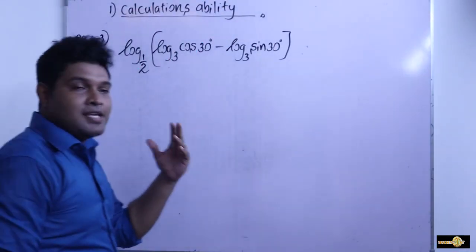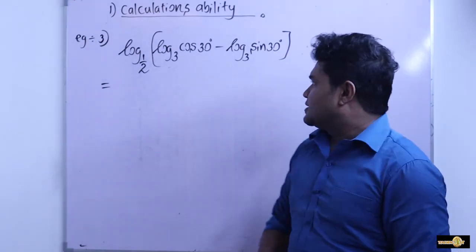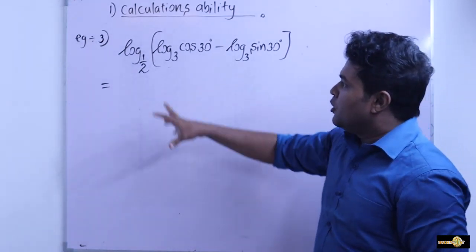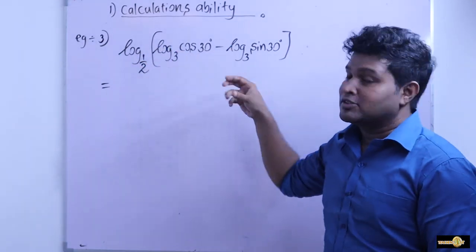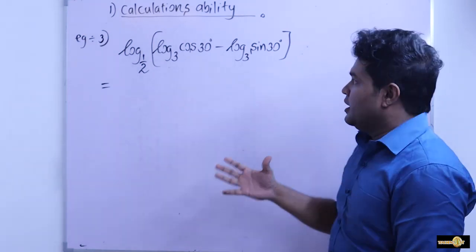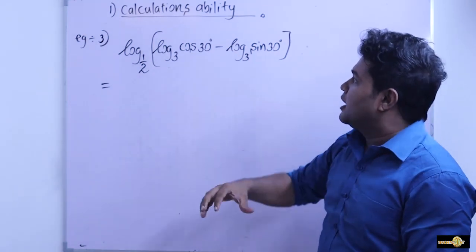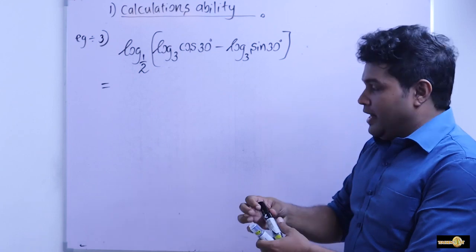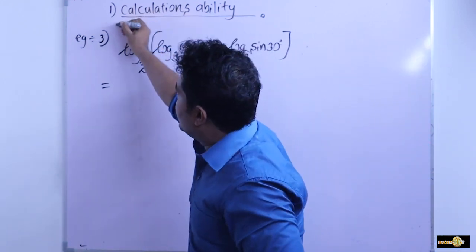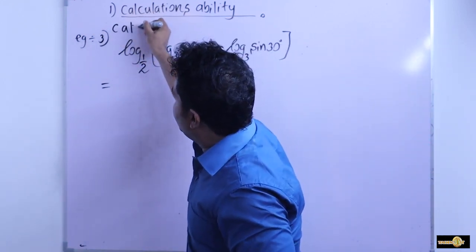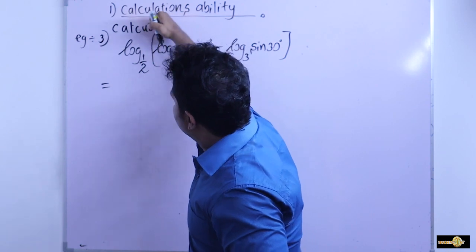Okay, let's see example number 3. Example number 3, where you have some logarithmic expressions as well as trigonometric expressions. Right, then how to evaluate or otherwise calculate this kind of problem? Then the question should be: calculate, okay? Calculate.